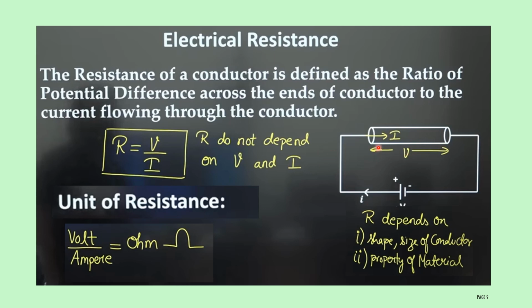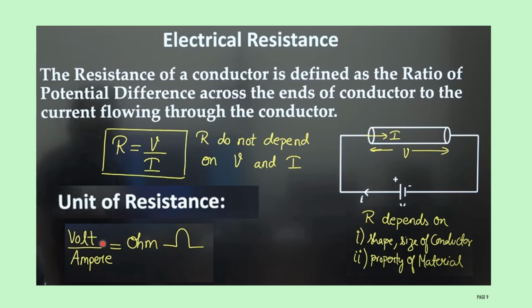This is the conductor. This I is the flow of electric current. This V indicates the potential difference across the conductor. Then this is the battery. You have to remember here, R depends upon the shape and size of the conductor, and second, the property of the conductor. According to the formula, resistance does not depend upon the potential difference and electric current, but depends upon the shape, size of a conductor and property of a material.